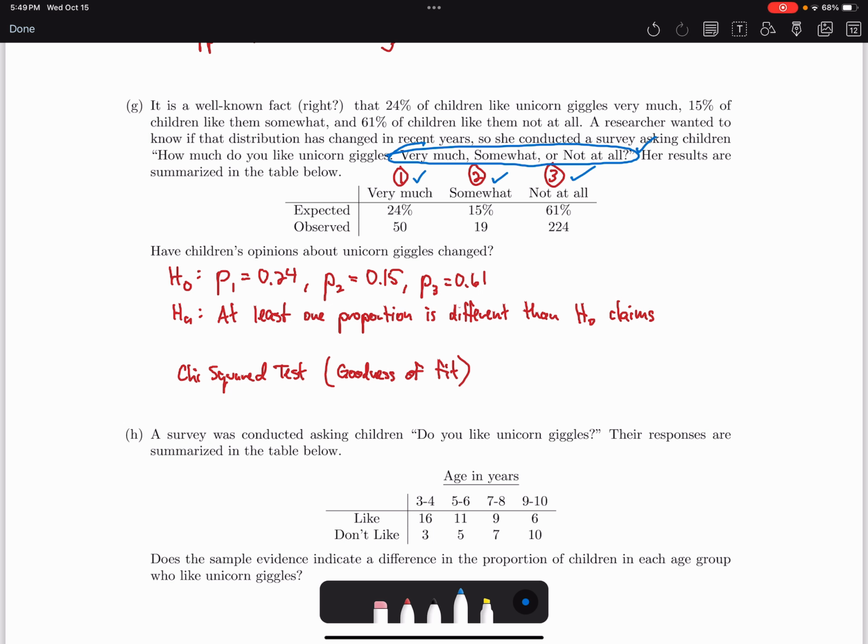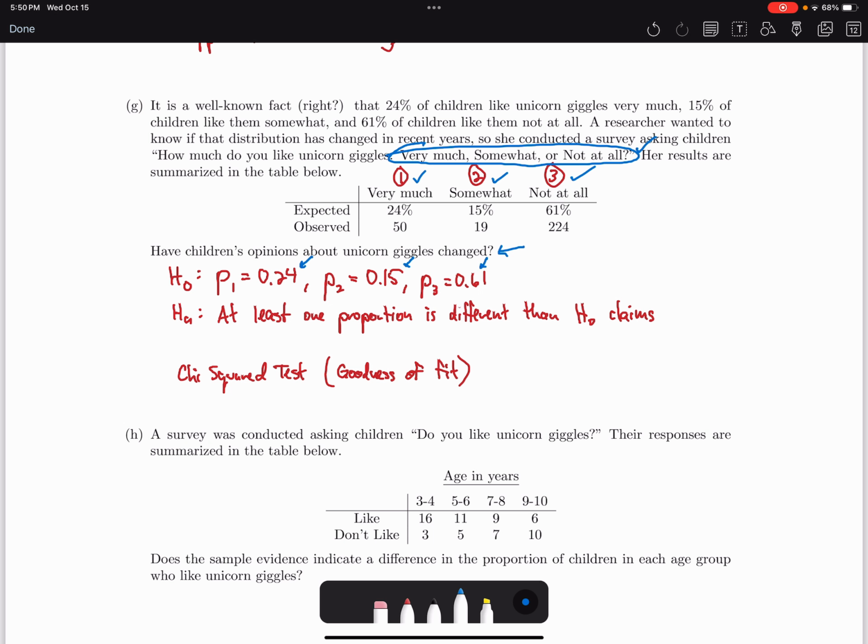But that's not what I'm being asked to test. I'm asked to test if children's opinions have changed. So what I'm actually being asked to test is if children's opinions are still that 24% of them will say very much, 15% of them will say somewhat, and 61% will say not at all.